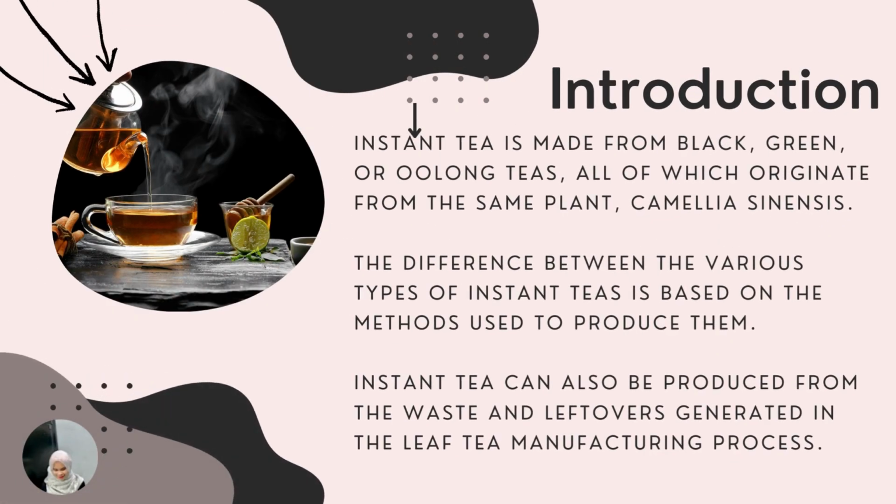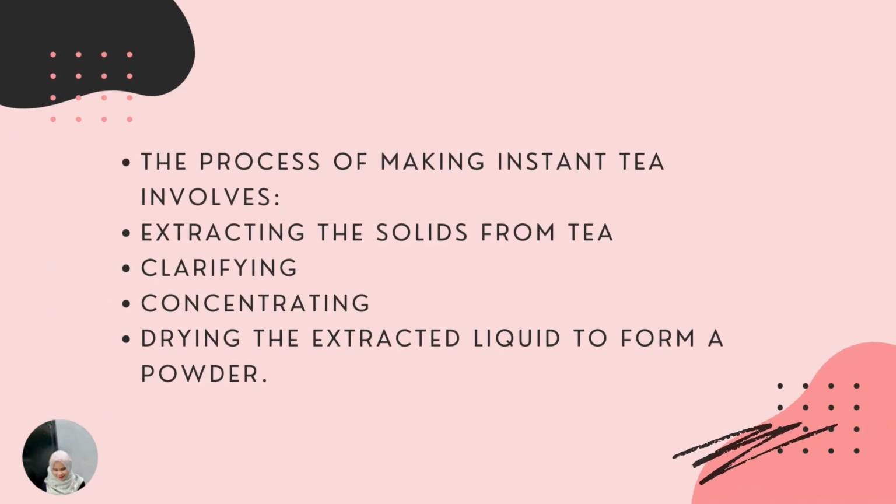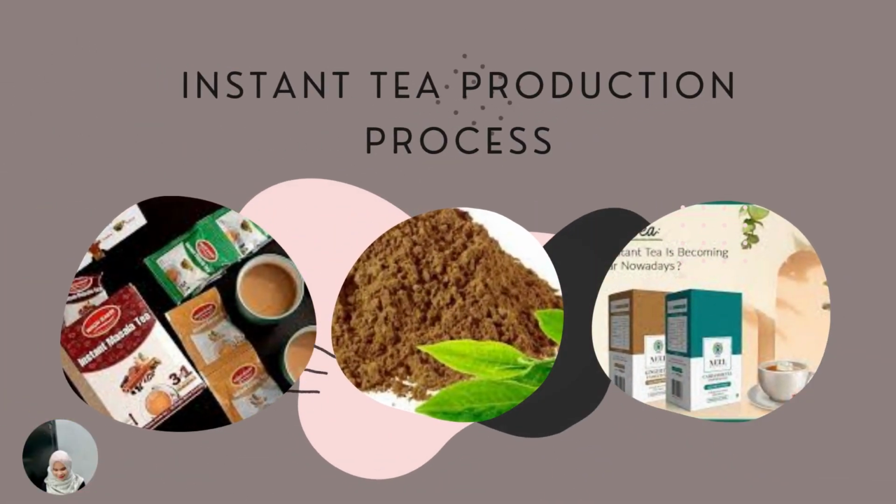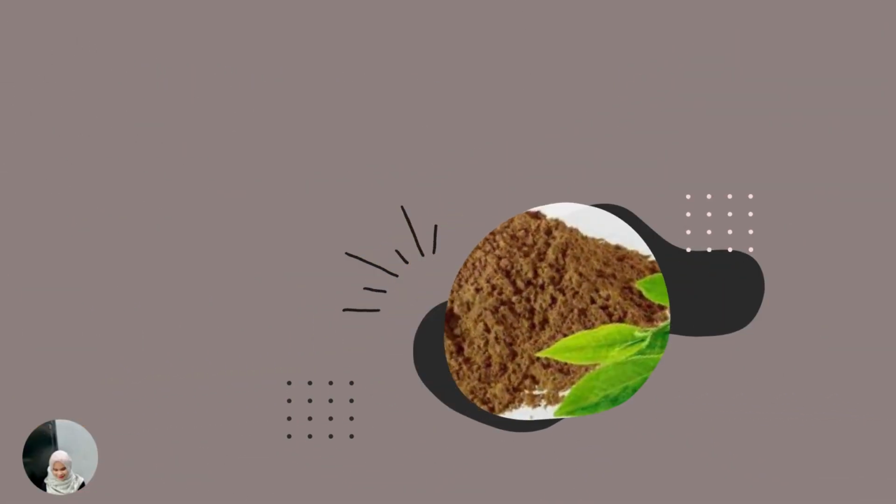Introduction. Instant tea is made from black, green or oolong teas, all of which originate from the same plant, Camellia sinensis. The difference between the various types of instant tea is based on the method used to produce them. Instant tea can also be produced from the waste and leftovers generated in the leaf tea manufacturing process. The process of making instant tea involves extracting the solids from tea, clarifying, concentrating, and drying the extracted liquid to form a powder. Next, I will present the instant tea production process.